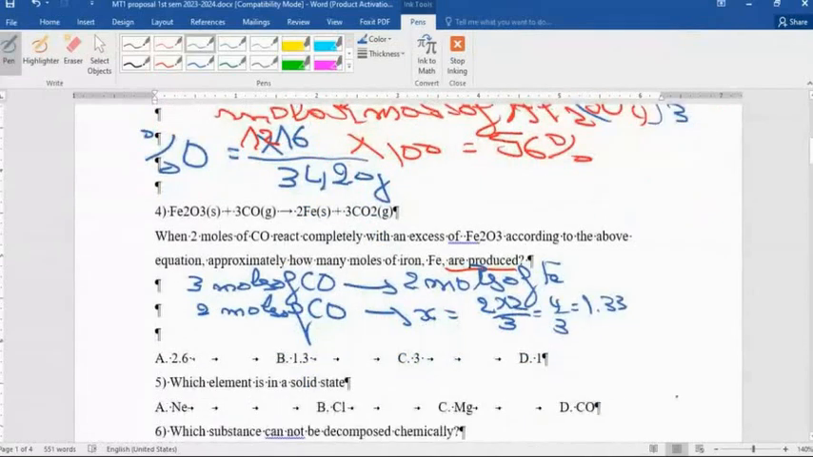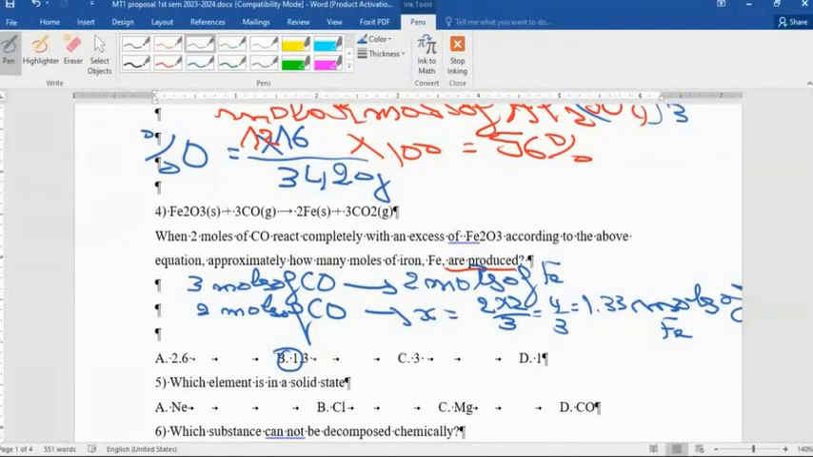And my choice, of course, is 1.33 moles of iron. So here I showed you the easy way. Maybe with your teacher, you have used the conversion factor. It gives you the same answer, do not worry.